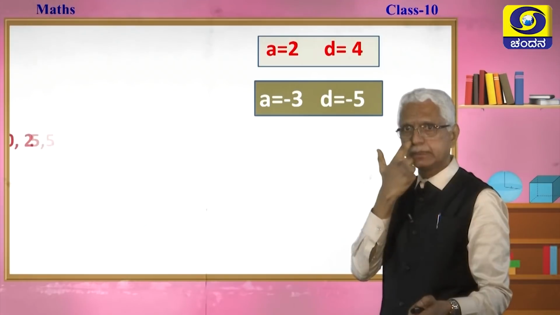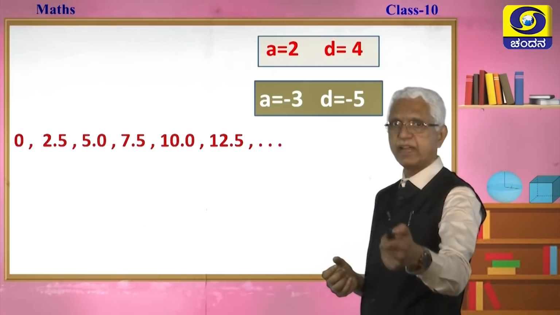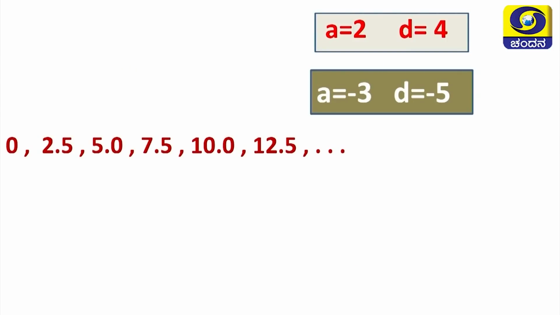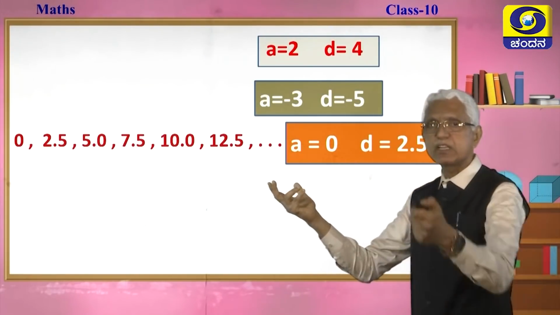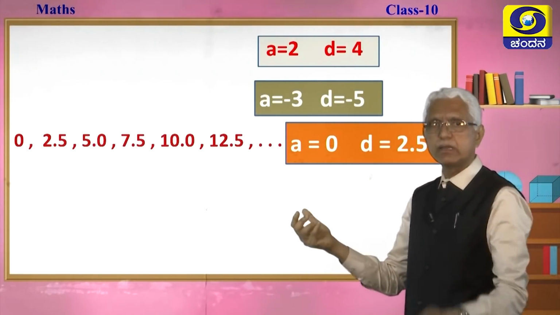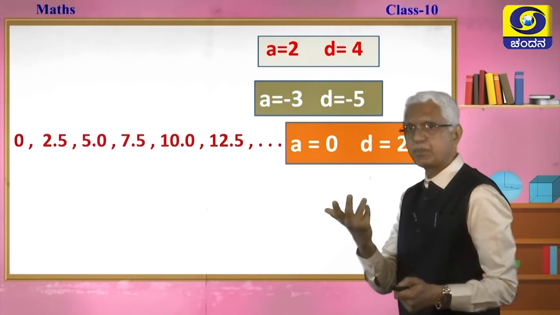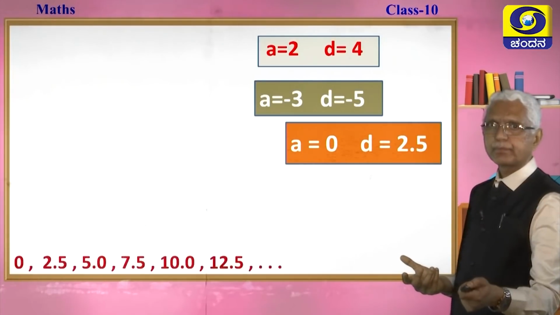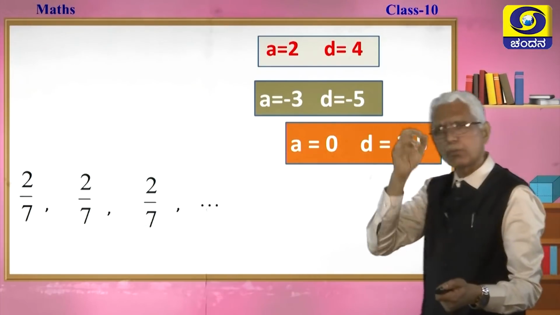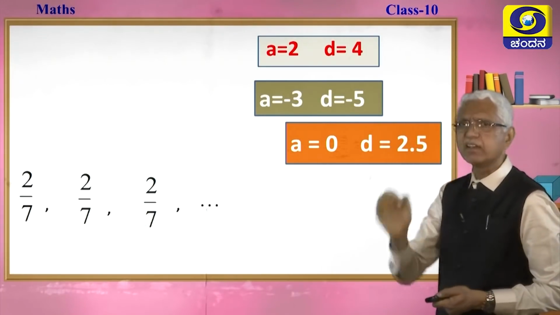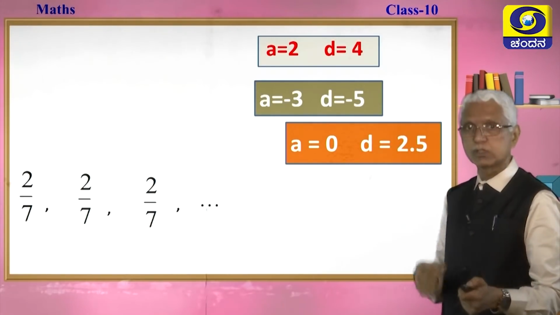Excellent, that is good. So, one more example: 0, 2.5, 5, 7.5, 10, 12.5, etcetera. 0 is the first term, correct. What is the common difference? 2.5 minus 0, 2.5, or 5 minus 2.5 is 2.5. So, common difference is also attained, that is good. This is just a drill work to make sure you are very clear of identifying the first term and the common difference, especially when it involves negative numbers.